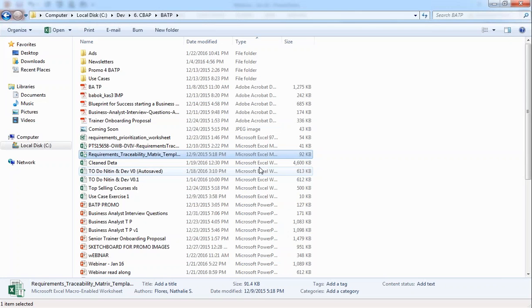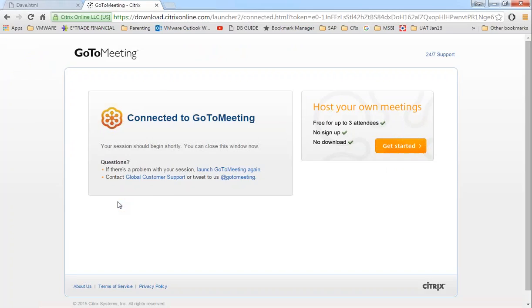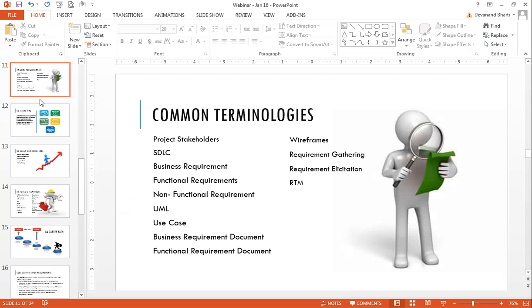Okay, so that was the requirements traceability matrix. Let's go back to the presentation. Right, now let's look at, okay, so these are the common terms.